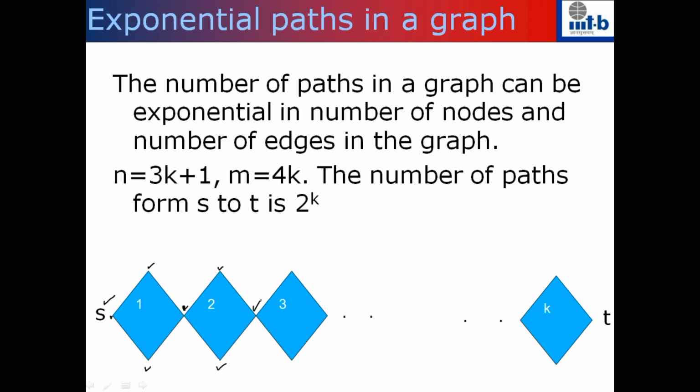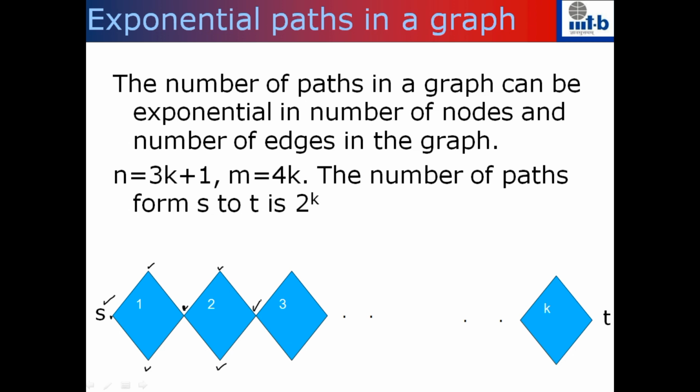Or you can come down in the first block but go up in the second block, or come down and again take a down path in the second block. So this is up-down, down-up, down, right? So there are 4 different paths from the source vertex to the end of the second block.